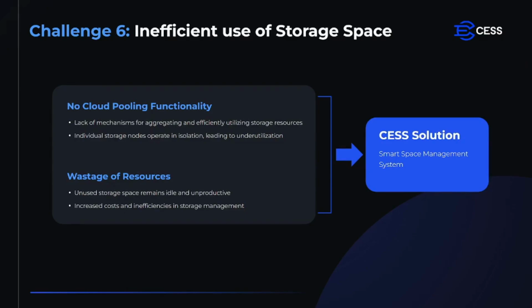Currently, many decentralized storage systems lack cloud pooling functionality, which means that storage nodes often operate in isolation. This leads to the underutilization of available resources and the wastage of storage space. Without mechanisms to aggregate and efficiently utilize storage resources, unused storage remains idle, contributing to increased costs and inefficiencies. This issue is particularly evident in systems like Filecoin, where storage capacity is not always optimally utilized, leading to potential wastage and higher operational costs.